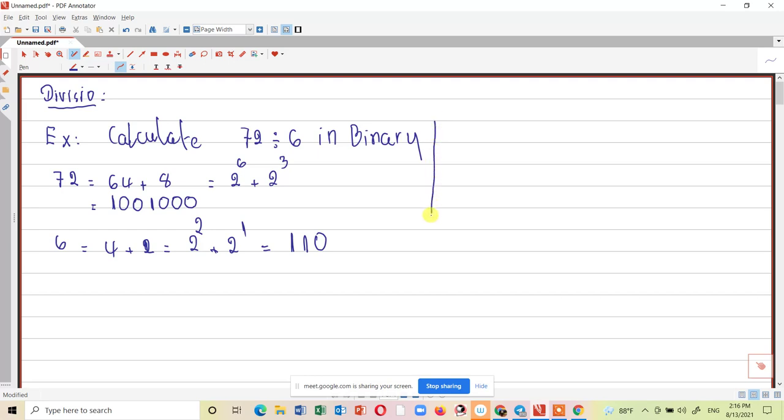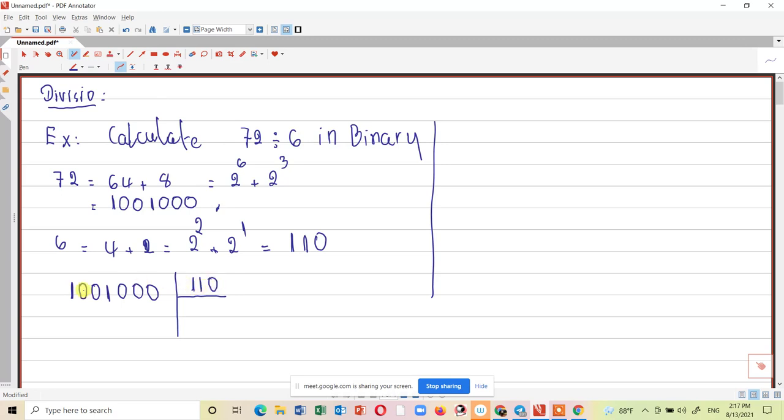So now we just do the division for this one. I take 72, which is 1001000, divided by 6, and 6 is 110 for this one. So now we just convert from this one to this one.